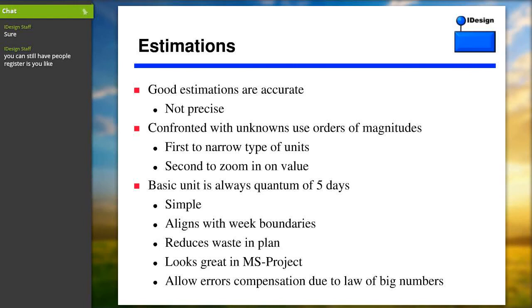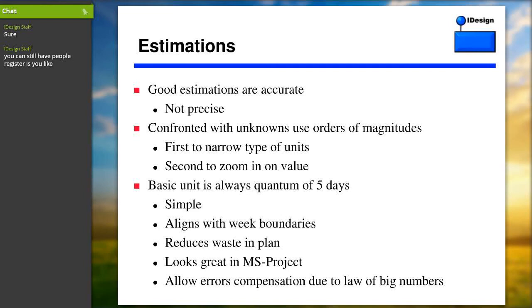And you would say, well, it's more like a month than it is a week or a year. Okay, so now we know it's a month. Is it 1 month, 2 months, or 3 months? And so it is a two-step approach where you use orders of magnitude to talk about the type of the unit, and then the second pass to zoom in on the value gives very, very good results.